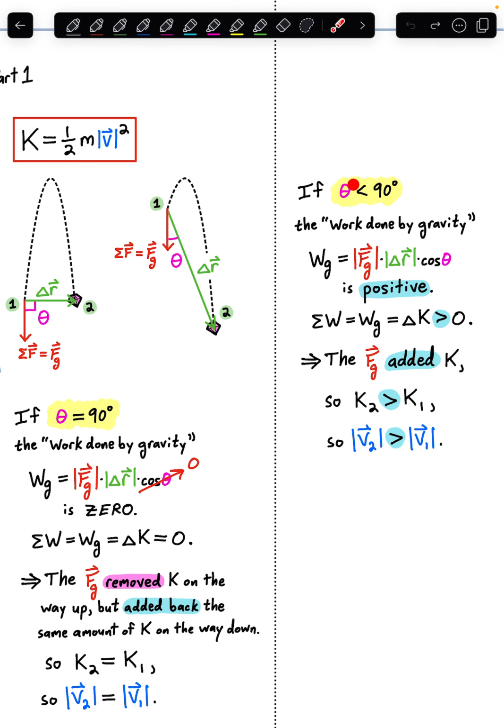If the angle between net force and displacement is less than 90 degrees, then the work done by gravity, according to this formula, is going to be positive, since cosine of an acute angle is a positive number. Therefore, the net work, which is equal to the work done by gravity, which according to the work energy theorem equals the change in kinetic energy, is positive. So the force of gravity added kinetic energy over that interval, so the final kinetic energy is greater than the initial kinetic energy. The final speed is therefore greater than the initial speed. Gravity added kinetic energy, speeding the object up between moments 1 and 2.